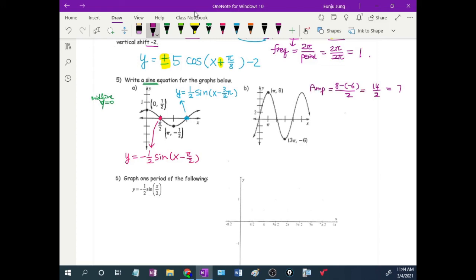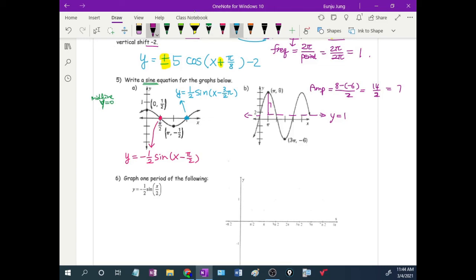So where is the position? You go 7 below. What is the midline? The midline is at number 1. That's right. So the midline is y equals 1, because you go 7 units below from 8. That is at 1. -6 and +1, that is 7, right? So we can find the midline. So there is a vertical shift, 1 unit higher.